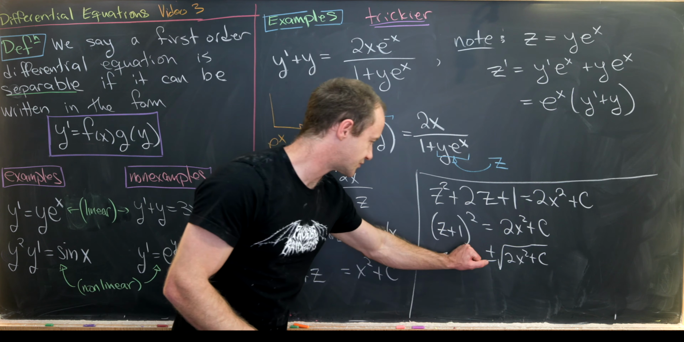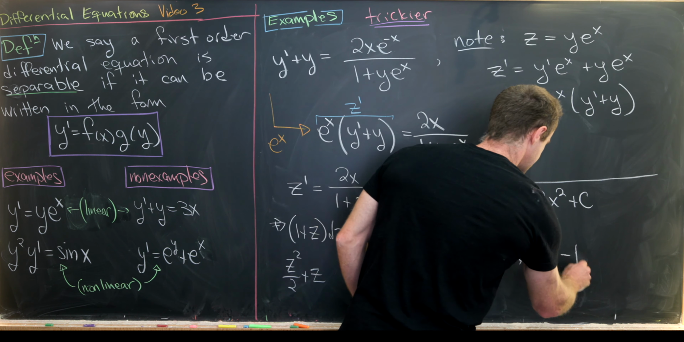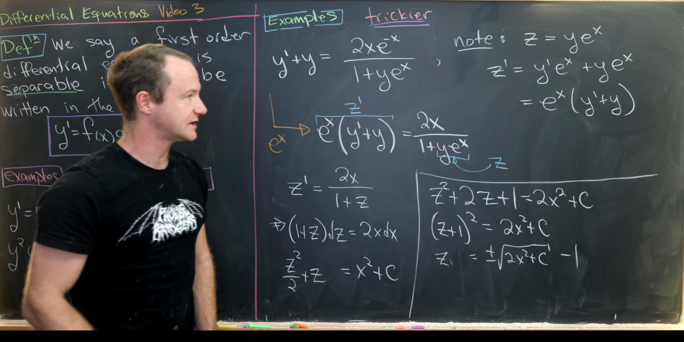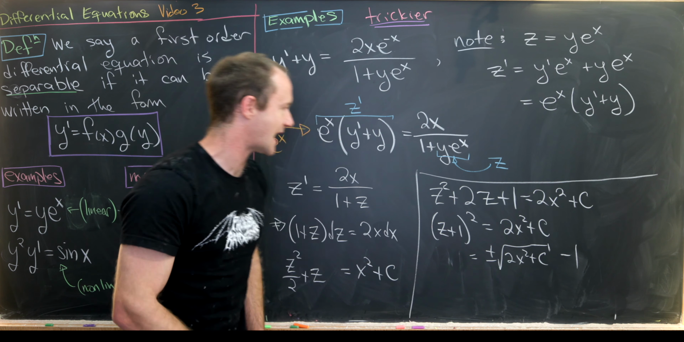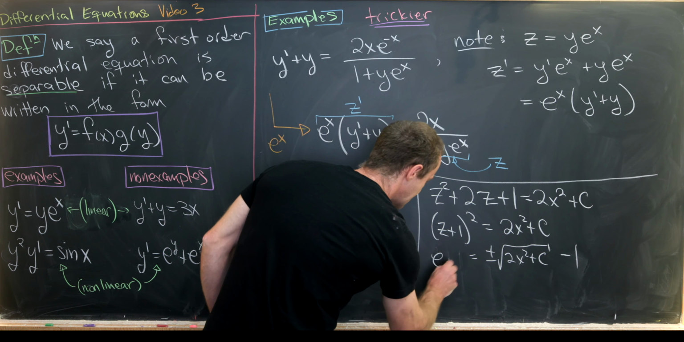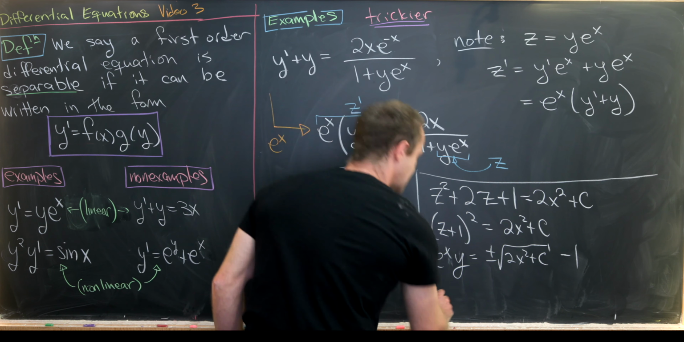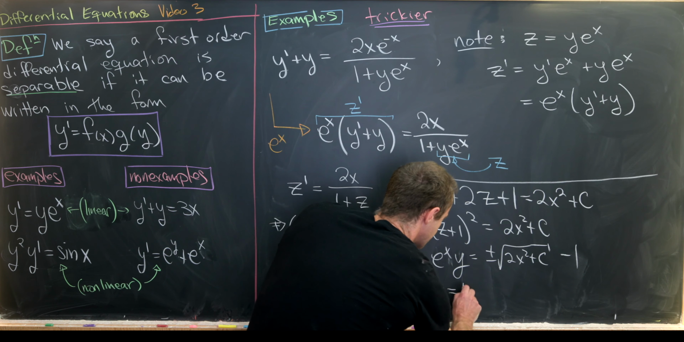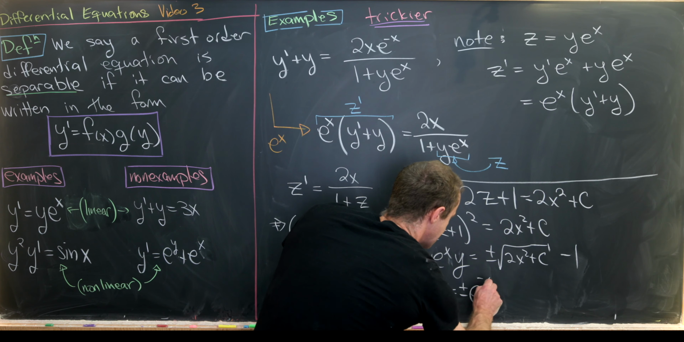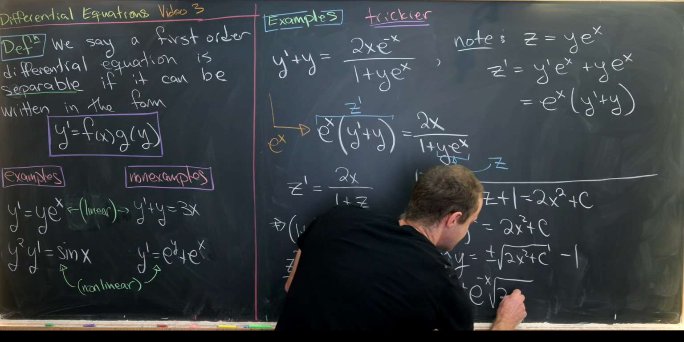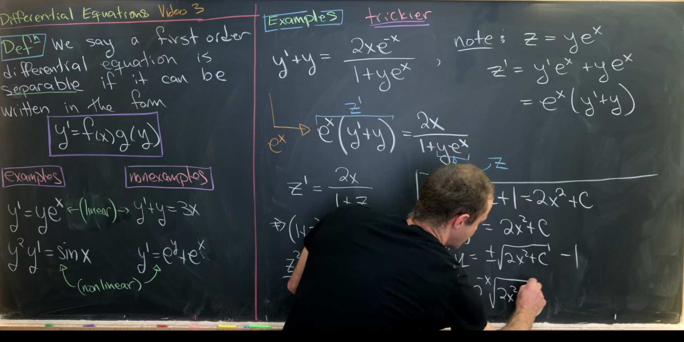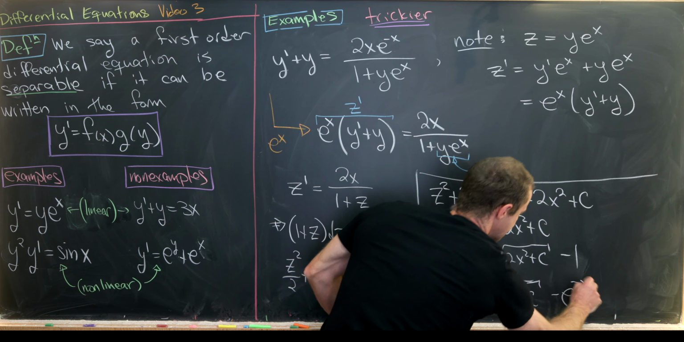But then we can subtract 1 from both sides. And we have z is equal to that, but then we can substitute back in and we really have e to the x times y is equal to that. So in the end, we have y is equal to plus minus e to the minus x times the square root of 2x squared plus a constant, minus e to the minus x.